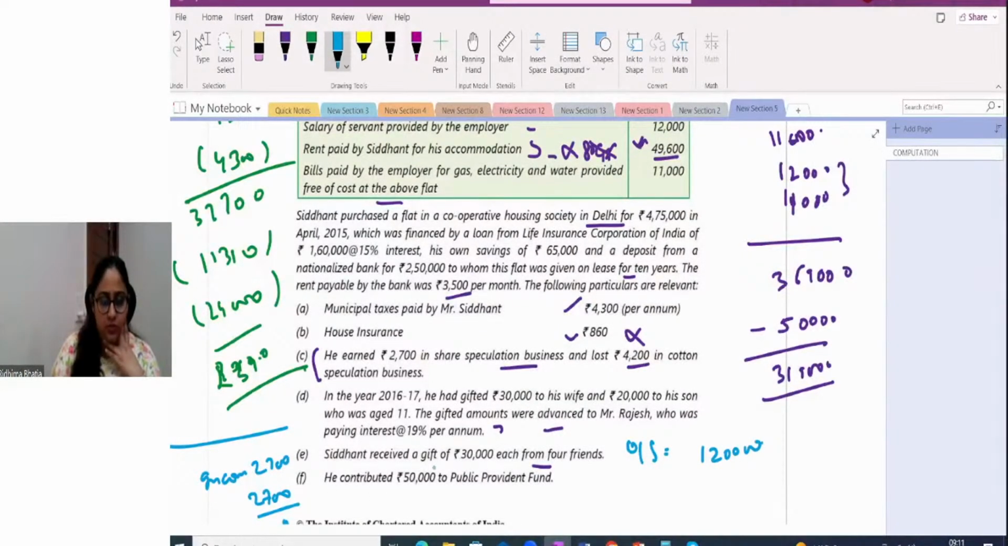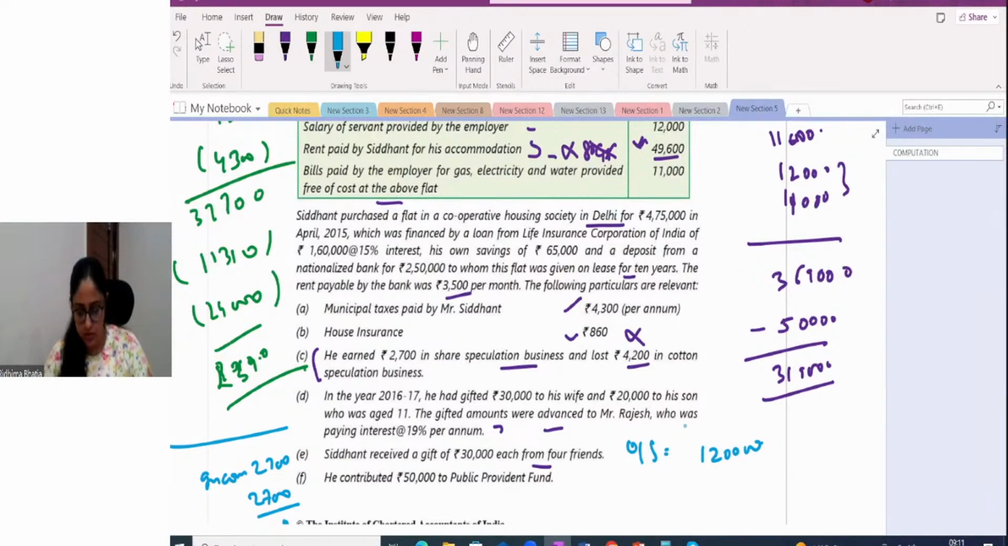Then okay, he had gifted 30,000 to his wife and 20,000 to his son, who was age 11. The gifted amounts were advanced to Mr. Rajesh, who was paying interest at 19%. So this is a pure case of clubbing कि आपने wife को दिया, wife ने आगे कर दिया, तो उससे whatever interest is coming would be clubbed in your hand.